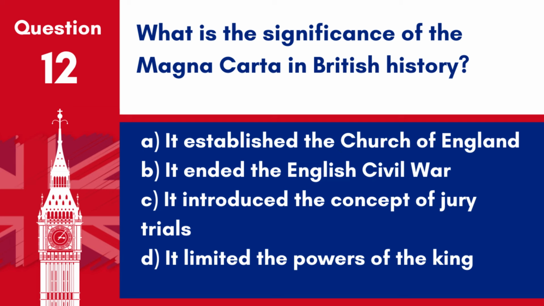Question 12. What is the significance of the Magna Carta in British history? A. It established the Church of England. B. It ended the English Civil War. C. It introduced the concept of jury trials. D. It limited the powers of the king. Answer: D. It limited the powers of the king. The Magna Carta is significant for introducing the idea that the king was subject to the law, not above it.